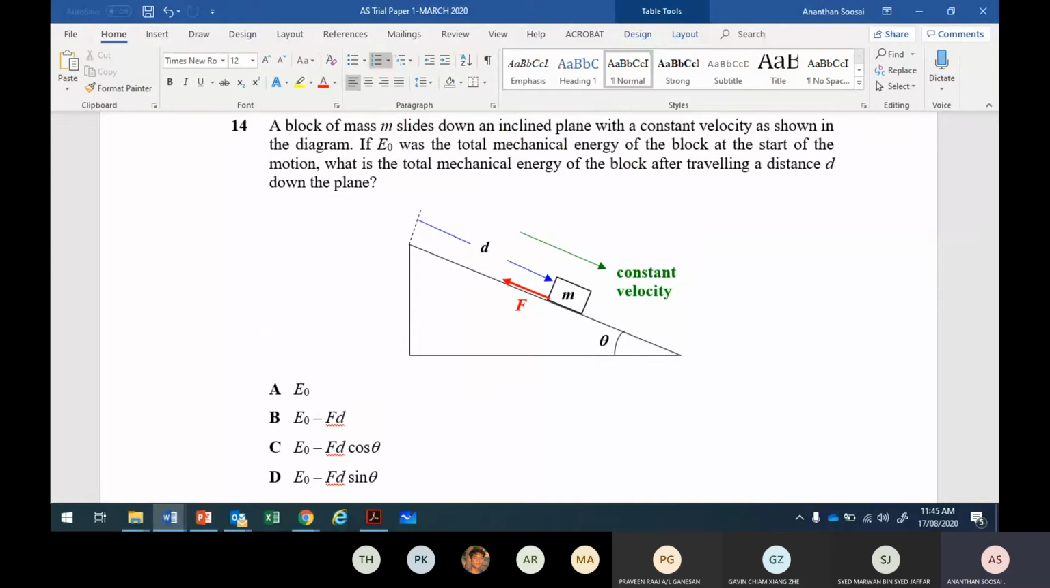A block of mass m slides down an inclined plane with a constant velocity as shown in the diagram. E naught is the total mechanical energy of the block at the start of the motion. What is the total mechanical energy of the block after traveling a distance of d down the plane? Moving at a constant speed.